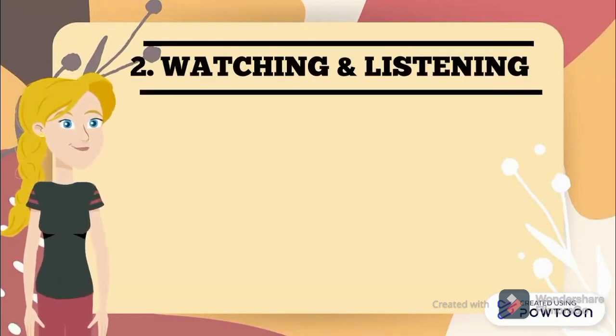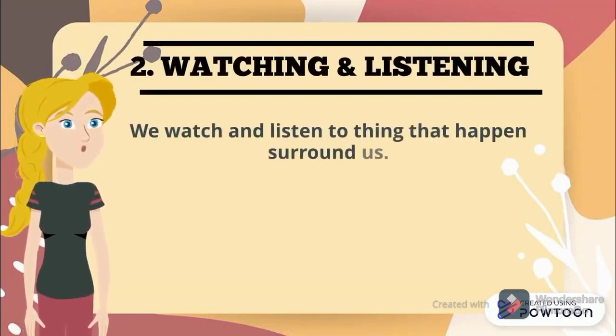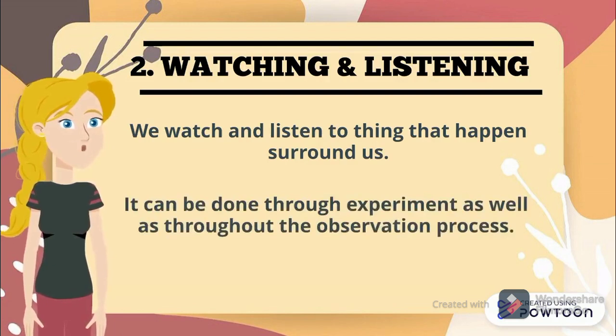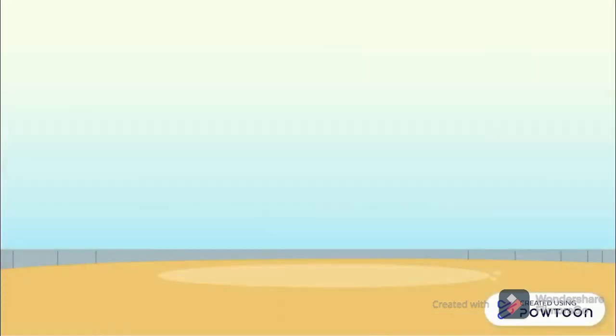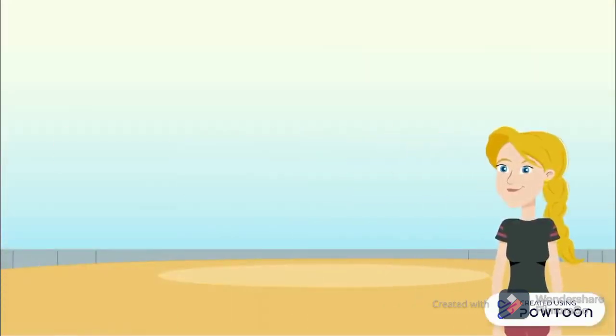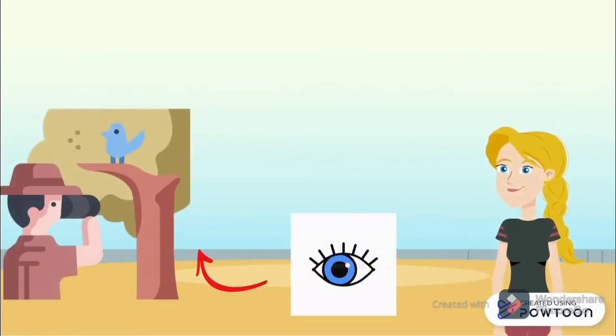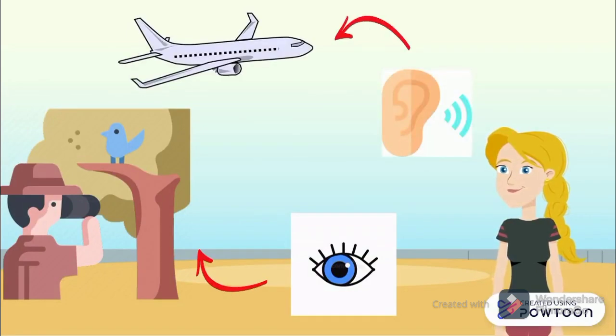Second, science consists of watching and listening. We can learn about the world by watching and listening to things that happen around us. Watching and listening can be done through experiments as well as throughout the observation process. For example, we watch a bird build its nest, and we listen to the sound produced by an aeroplane.